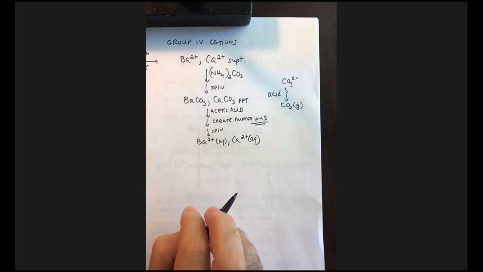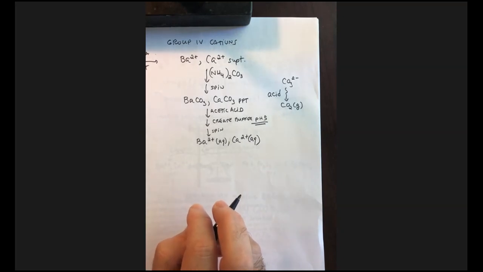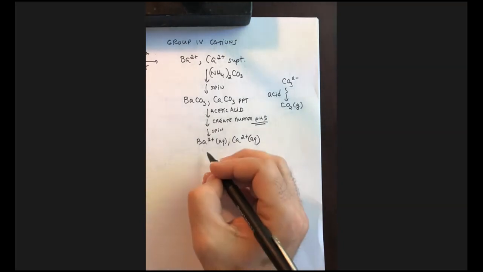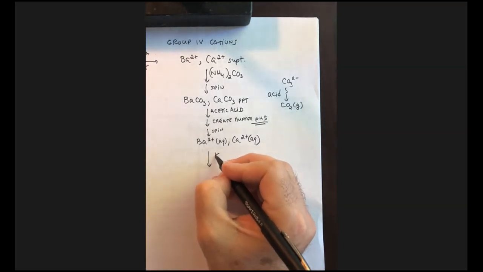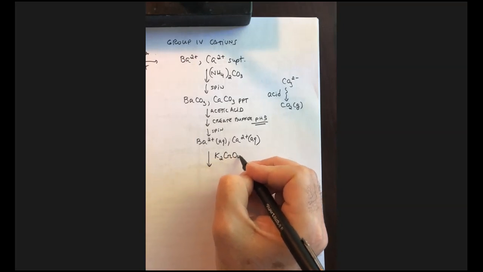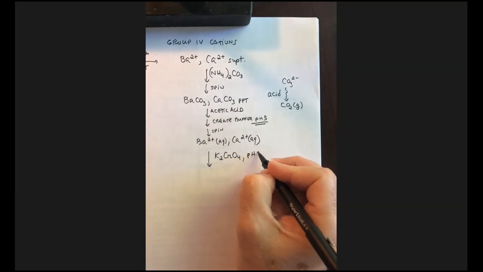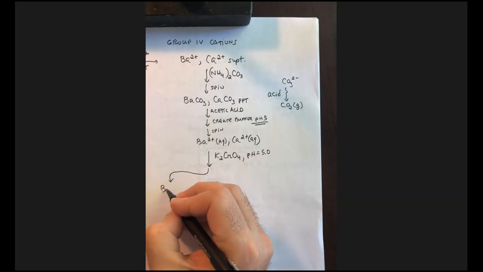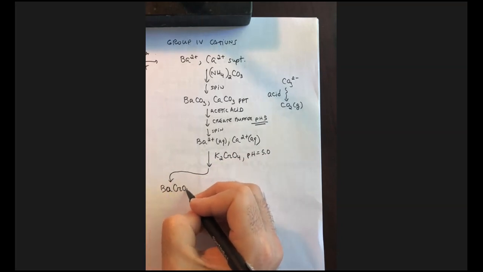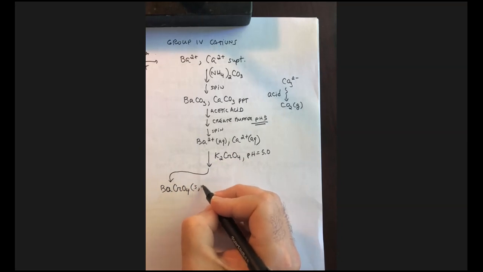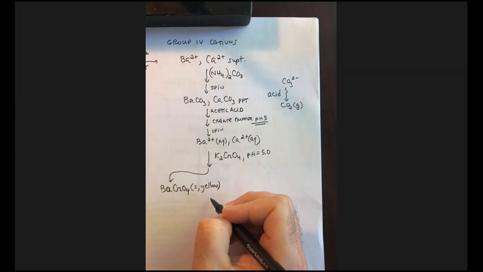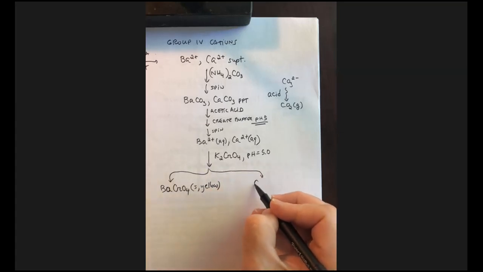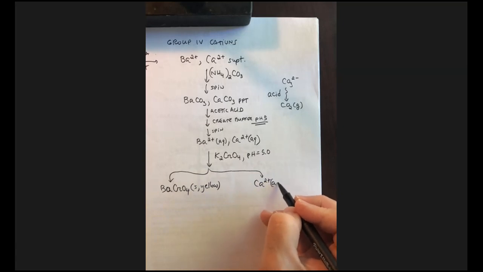And I believe that the procedures ask you to use a piece, not of litmus, but of pH paper to make sure that your solution at this point is at pH 5. Because now, if you add potassium chromate at pH 5, what's going to happen is your barium chromate is going to precipitate, but your calcium ions are going to remain in solution.